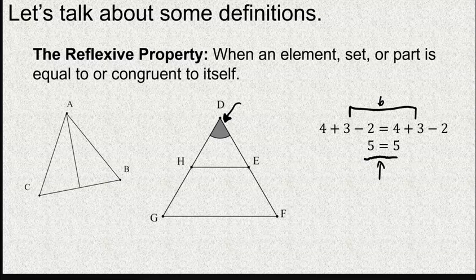So, we would make a statement something like angle GDF is congruent to angle GDF. This is the type of statement you make to show that something is congruent to itself.